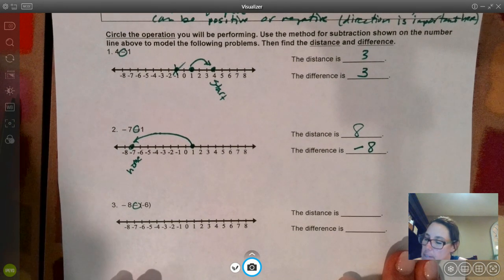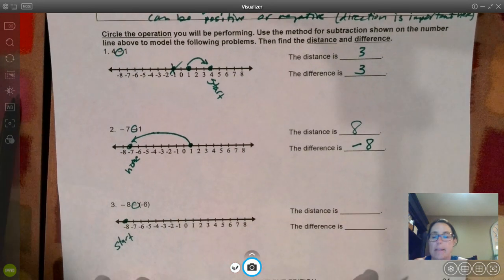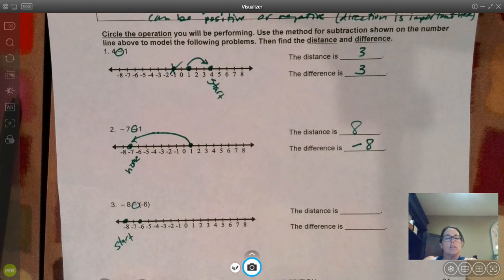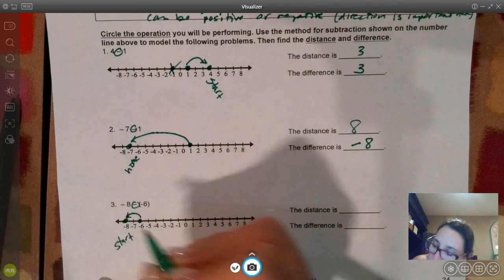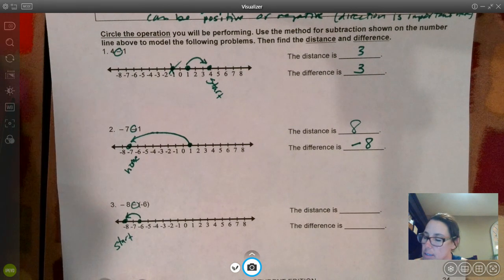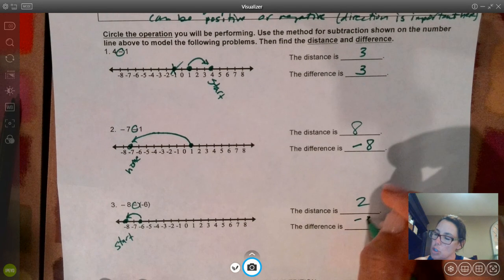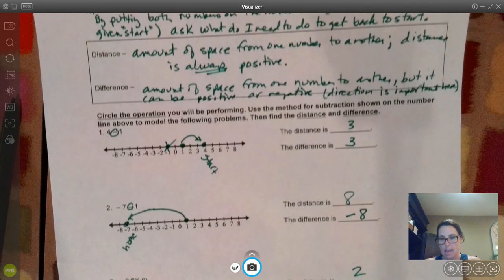Okay, one more here, dot on -8. We're going to label that start or home. Dot on -6. Once the 2 dots are on the number line, you ask yourself, what do I need to do to get back to start? So we're going to move left. Okay, so the distance is 2. Remember, distance is always positive. But the difference, we're moving left 2 positions. So that's a -2.